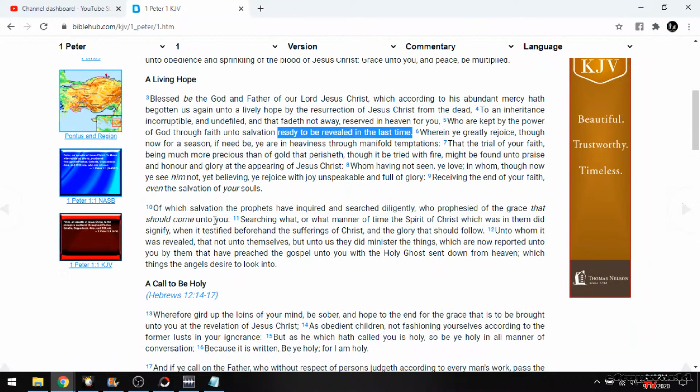But verse 10, look at this. Of which salvation the prophets have inquired and searched diligently, who prophesied of the grace that should come unto you, searching what manner of time the Spirit of Christ which was in them did signify, when it testified beforehand the sufferings of Christ and the glory that should follow, unto whom it was revealed that not unto themselves, but unto us they did minister the things which are now reported unto you by them that have preached the gospel unto you with the Holy Ghost sent down from heaven, which things the angels desire to look into.